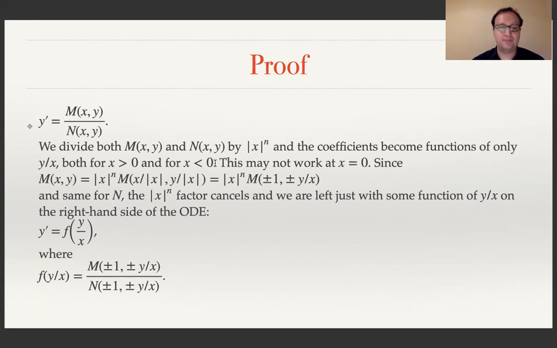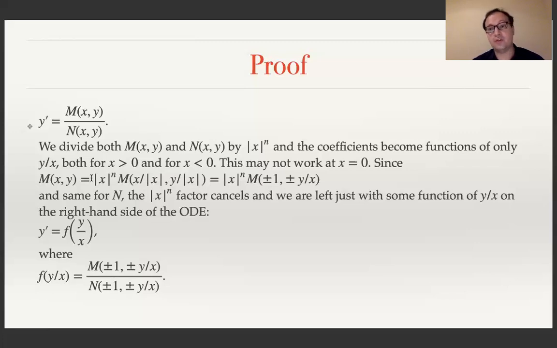And then, well, let's look at one of them. So if M of x and y is a homogeneous function of degree n, then we can factor out absolute value of x from both x and y, and M of x and y is equal to absolute value of x to the n times M of x over absolute value of x and y over absolute value of x. So this is absolute value of x to the n because M is homogeneous of degree n.